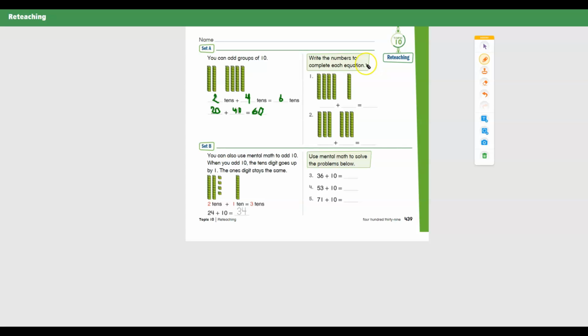What I want you to do for number 1 and number 2 is to write the numbers to complete each equation. Write the total number for how much this model represents and the total number for how much this model represents. Then you will add the two together and write your sum in the blank. You will do the same for number 2. Write the total number that this model represents, the total number that this model represents, then add the two together.